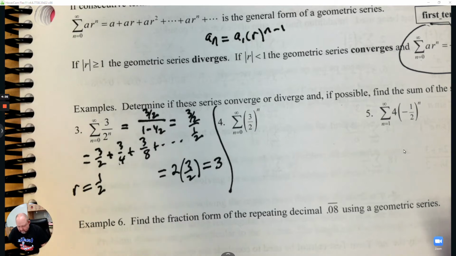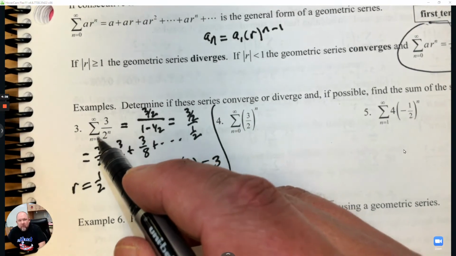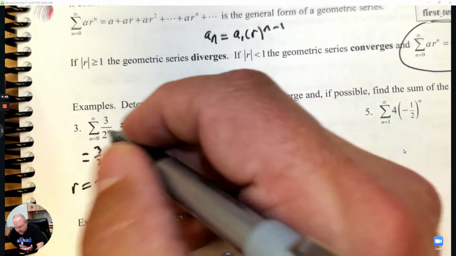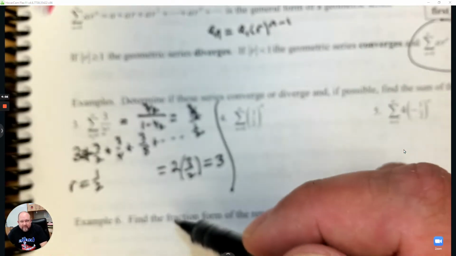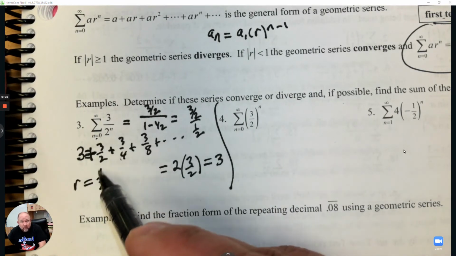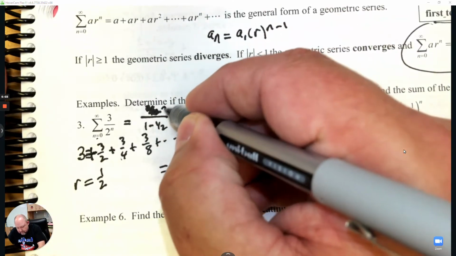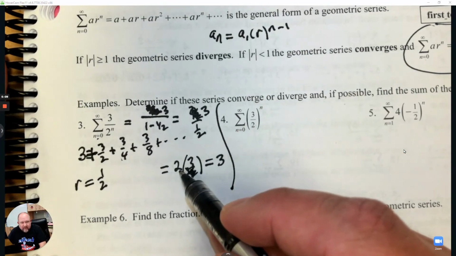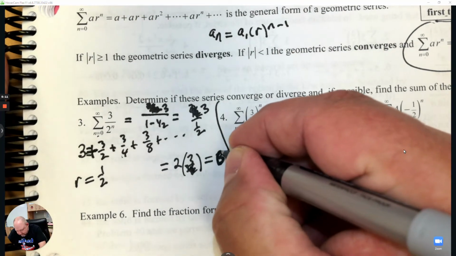Oh, wait a second. When I plug in 1, I'm supposed to plug in 0. So when I plug in 0, it's the same thing, but the first term is going to be off. When you plug in 0, 2 to the 0 is 1, so this first term should have actually been 3. I should have plugged in 0 first. It's still 1/2. The only difference is the first term would be 3, and then when you multiply by the reciprocal, this answer now will be 6.